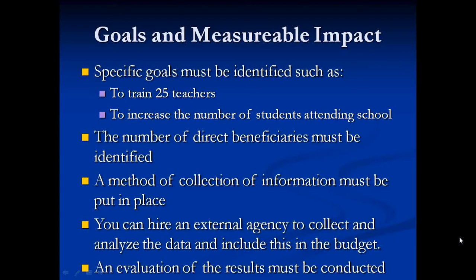So these three things will help you have a better global grant: reliable partners, a bigger purpose than just doing some little specific thing, and for you to have goals and measurable goals that impact the community. These are the three things that will really help you in your global grant.